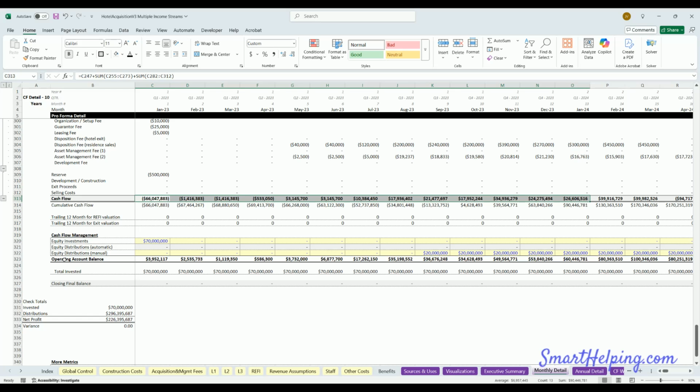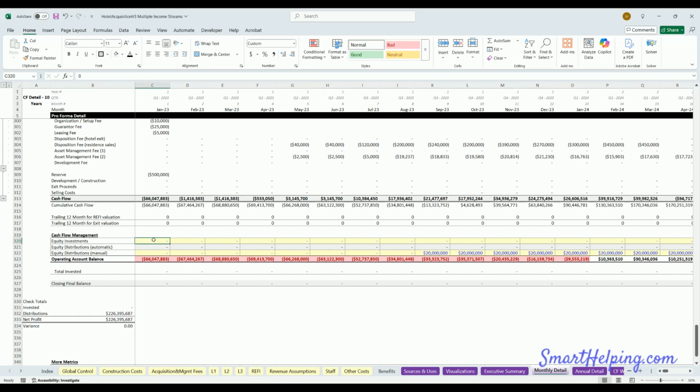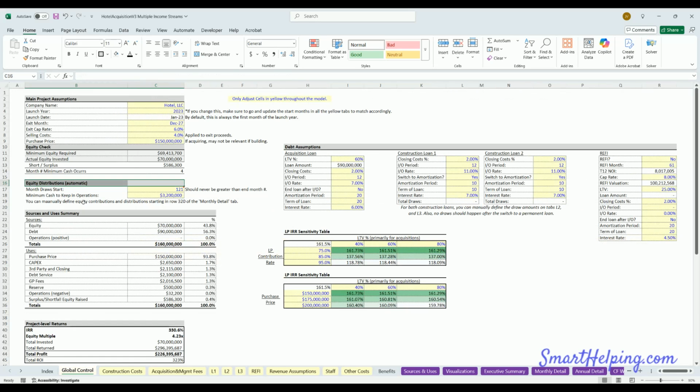You want to keep your operating account balance above zero. So for example, if I plugged in zero here, with no equity contribution, you can see we're going to be short about $70 million, so you have to put in at least that amount. There's also a summary on the global control tab that shows the minimum equity required versus what was actually invested, and the variance.